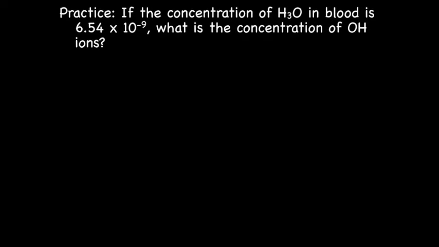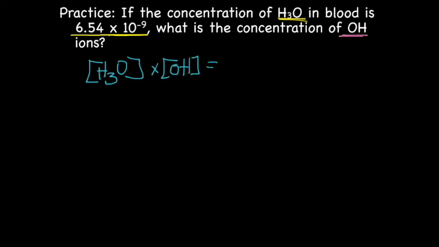Okay, so for practice, if the concentration of H3O in blood is 6.5 × 10 to the negative 9, we want to know the concentration of OH. Well, we've got that formula, concentration of H3O, or H+, either way, times the concentration of OH equals 1 × 10 to the negative 14th.